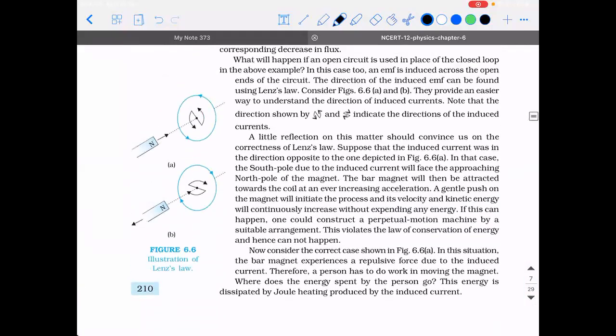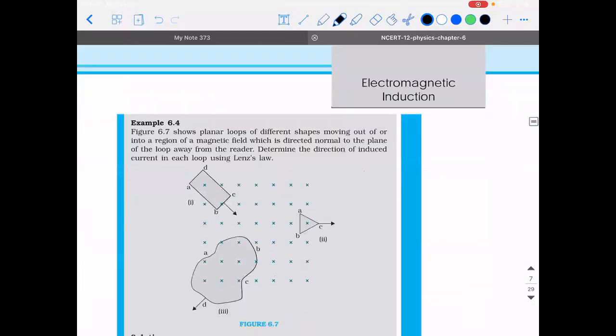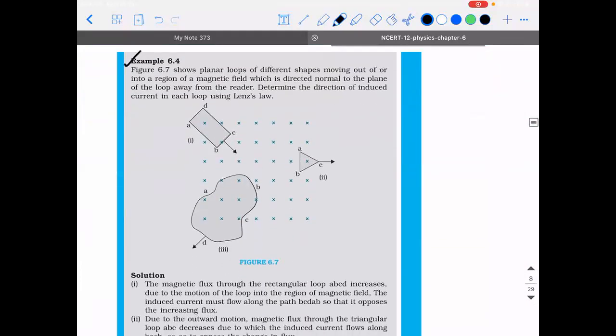Okay, so this is the Lenz law I was trying to say. When you move the north pole closer, a north pole will get generated in the current carrying loop. When you move the north pole away, a south pole will get generated. So these are all interesting problems. Let's try them out. So example 6.4.